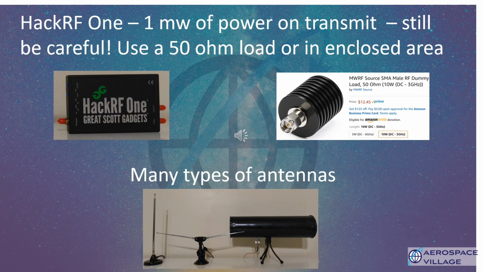Now, if there's concerns about the signal escaping, on the right is what's called a dummy load. It's a 50 ohm resistor that absorbs the energy and keeps it from making it out into the world where it could interfere with things. There are also a number of type of antennas you can get. Some are omnidirectional, they're like a table lamp. Others are unidirectional or directional, which means they're like a flashlight.